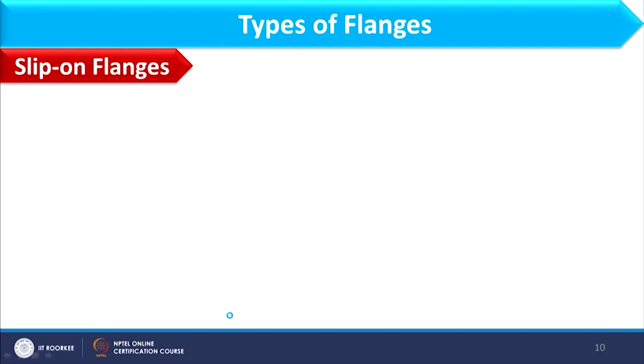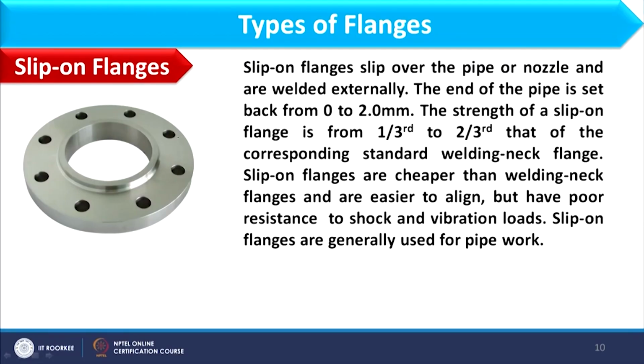Next I am having the slip on flange. Slip on flange means what? It slips over the pipe. In this case, this is basically the plate section of the flange, and here this is the bore diameter, and the bore diameter will be slightly higher than the outer diameter of the pipe, so that it slips over the pipe. So, slip on flanges slip over the pipe or nozzle and are welded externally. So, when such flanges slip over the pipe, what happens?